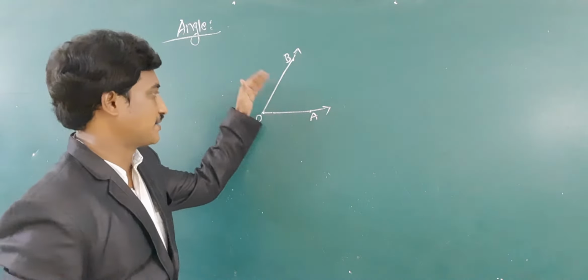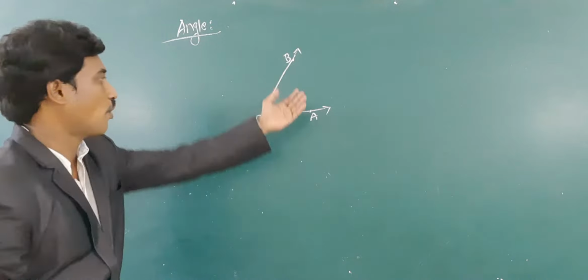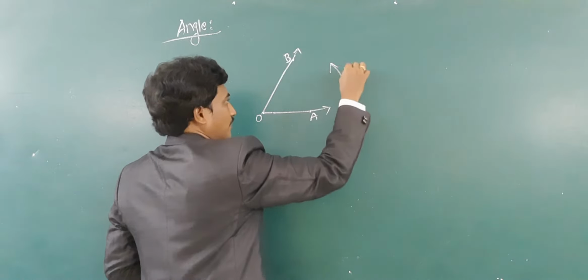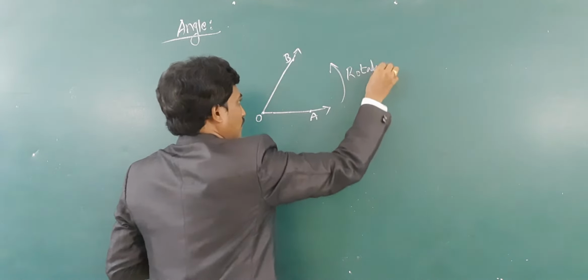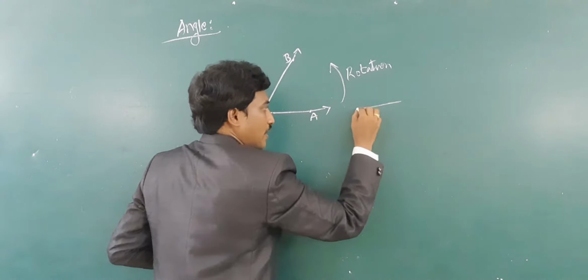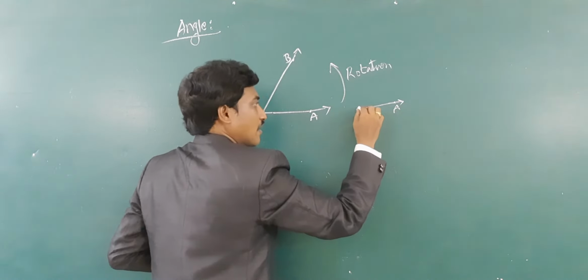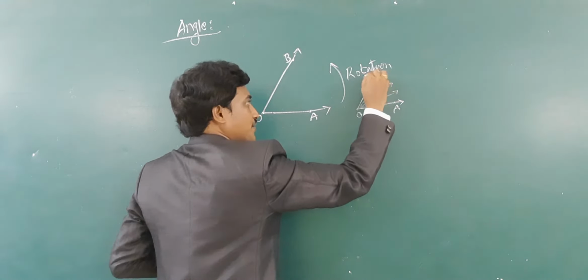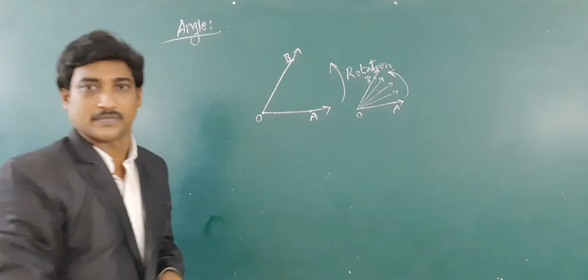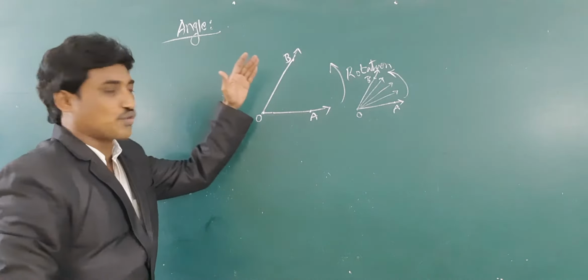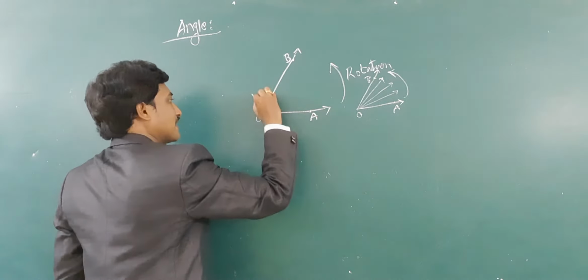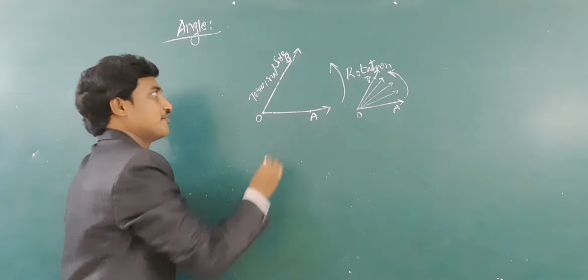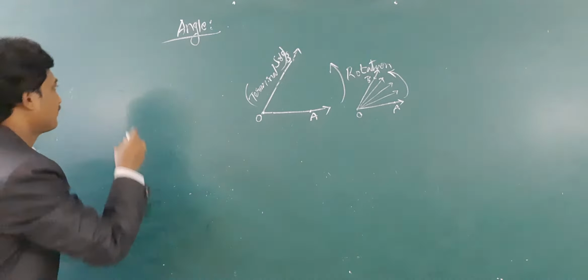Of these two sides, OA and OB, this OB came to this position after making a rotation. That means OA is a fixed ray, OB is the rotating ray. OB came to that position after making a rotation. The ray which is rotating is called the terminal side.